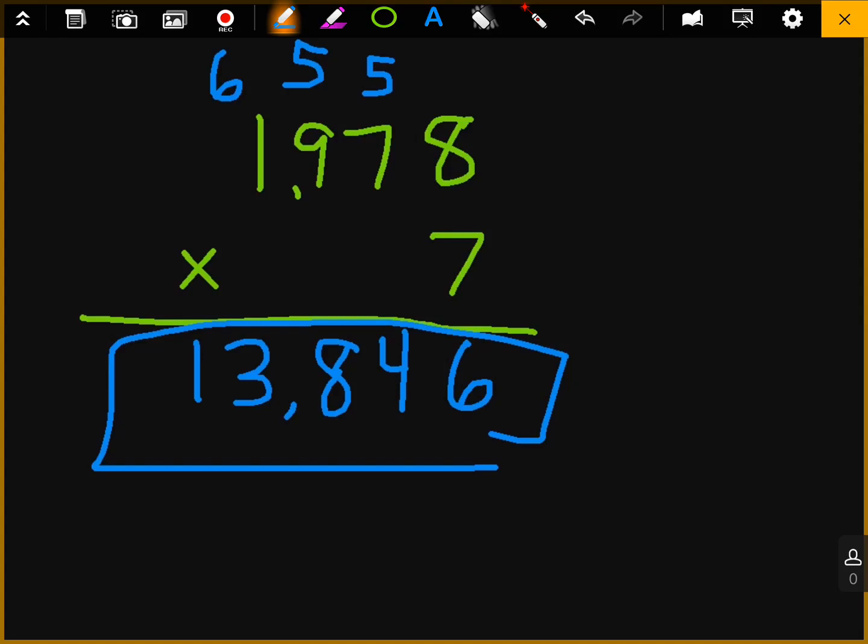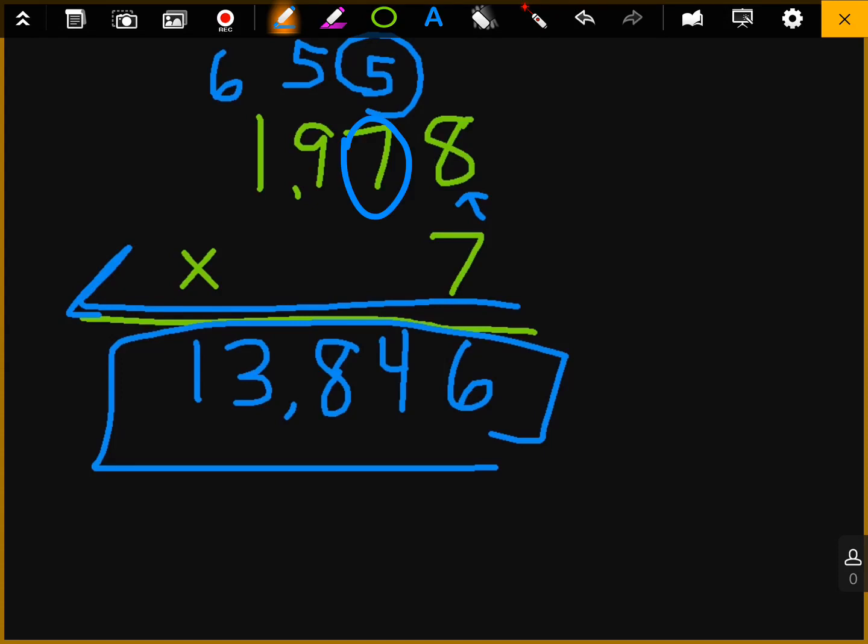All right, that's really it for today's lesson. Remember, with the steps, you're going to work from right to left. Okay, you start with the number in the ones place. Make sure you carry over anything that's in the tens, and that gets added to this when you multiply. Okay, and you just continue to work your way to the left.